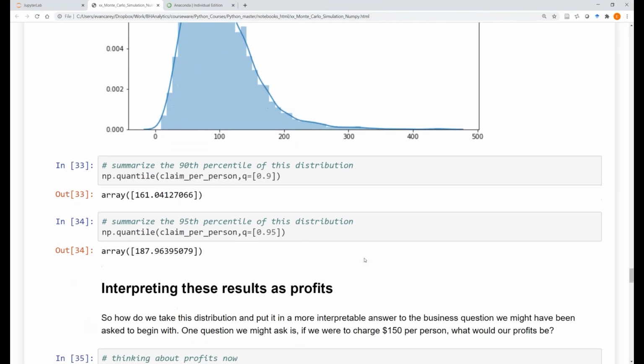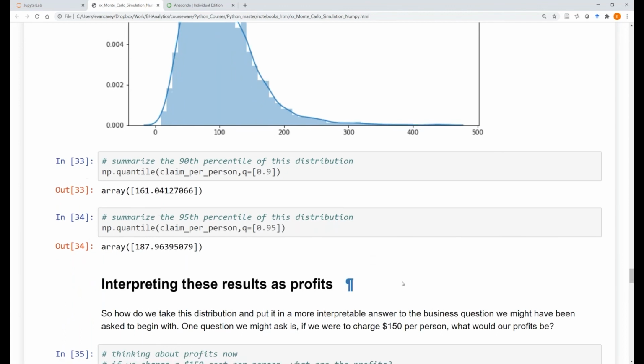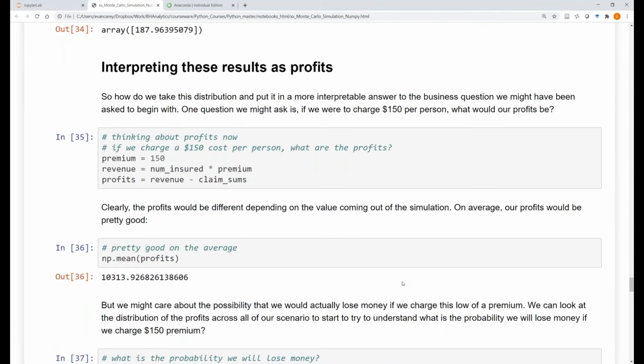Okay, so alternative interpretations of this posterior, let's think about profits and setting expected profit margins and calculating risk of different profits. So the original question was about pricing. If I were to charge $150 per person, what are my profits going to be? Right, well, we could do the average, but I'm also interested in the edges of that distribution. So if I charge $150 cost per person, what are my profits?